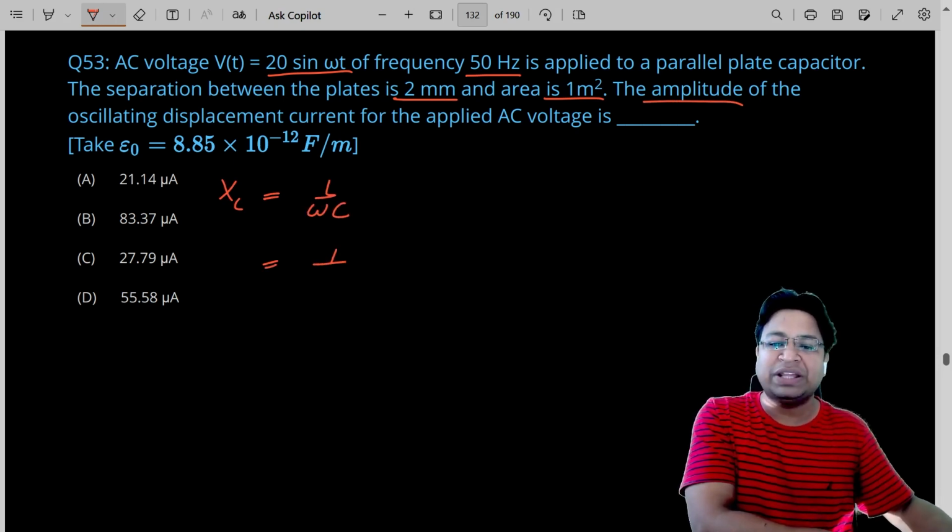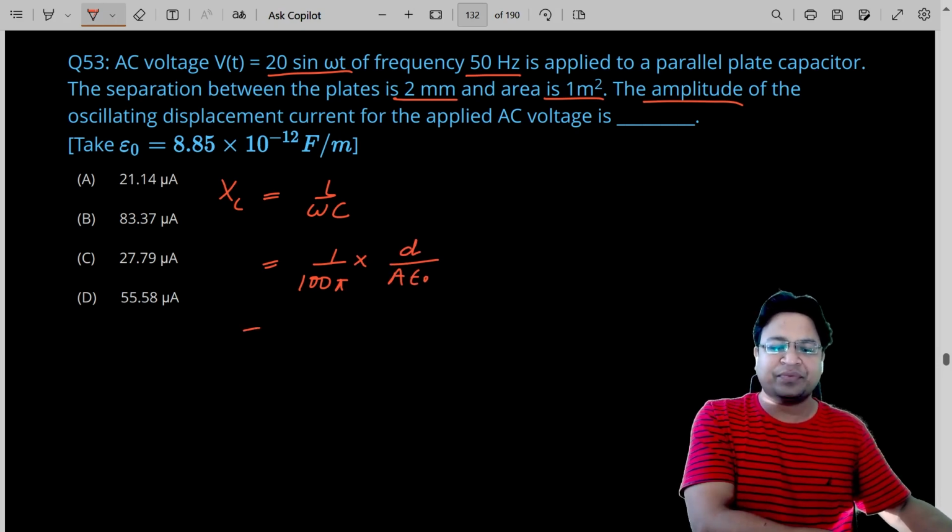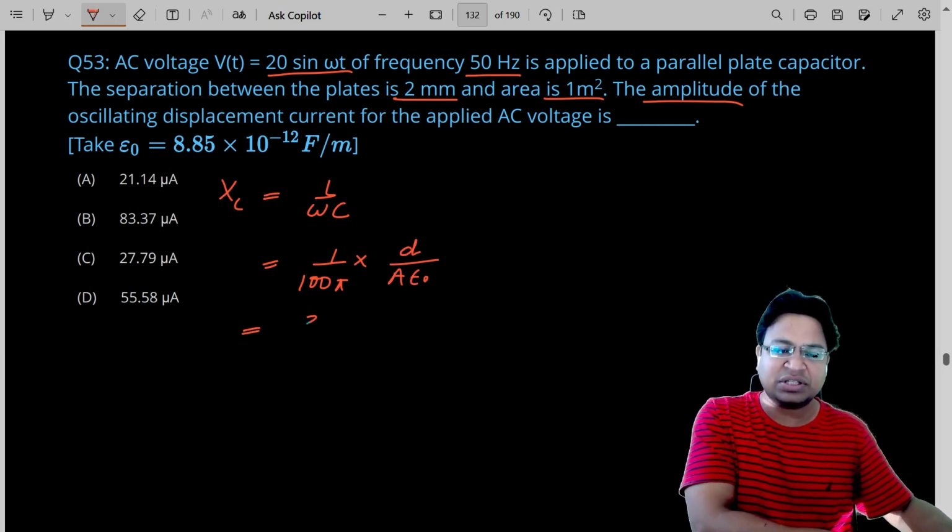Omega can be written as 2 pi F, so it will become 100 pi, because frequency is 50. Xc is 1 upon omega C, so that would become separation upon A epsilon. The separation d is given to us as 2 millimeters, so 2 into 10 raised to the power minus 3. Then area is given as 1 meter square.